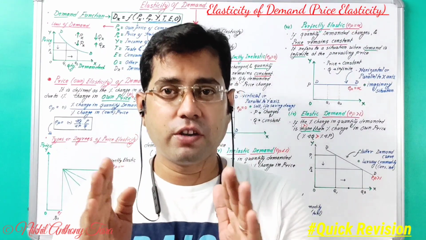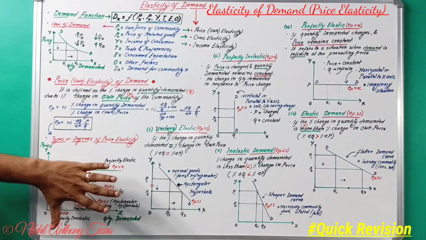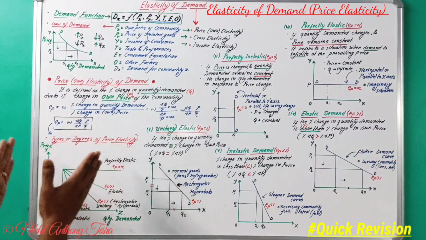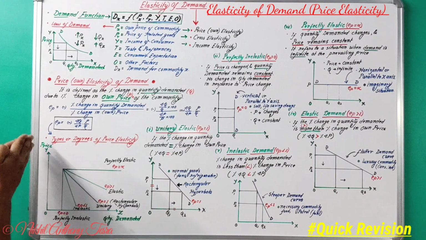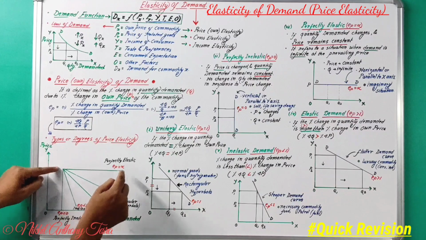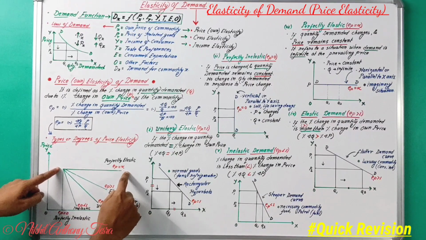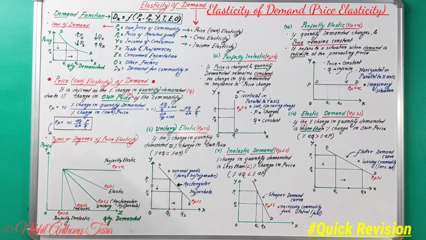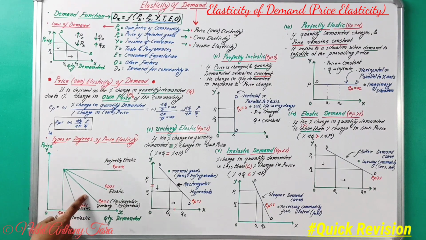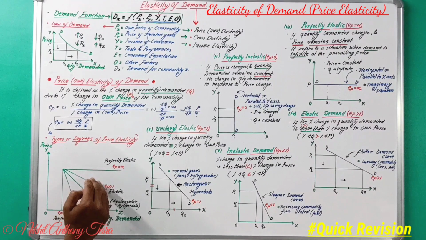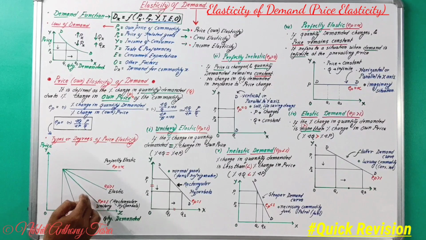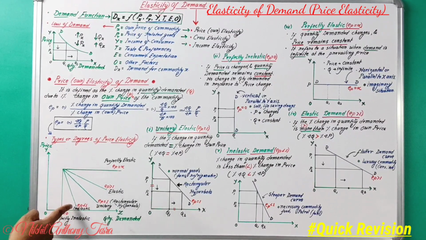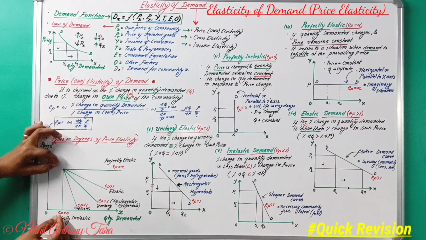So friends, let's have a quick revision of today's session. Now, there are 5 degrees or 5 types of price elasticity. Now, EP equals to 0. This is known as perfectly inelastic, which is parallel to y-axis. Opposite of this is known as perfectly elastic, which is EP equals to infinity and parallel to x-axis. Now, middle one is EP equals to 1, which is known as unitary elastic. This one is above 1, so it is EP greater than 1, which is known as elastic. This one is less than or below 1, so it is EP less than 1, which is known as inelastic demand.